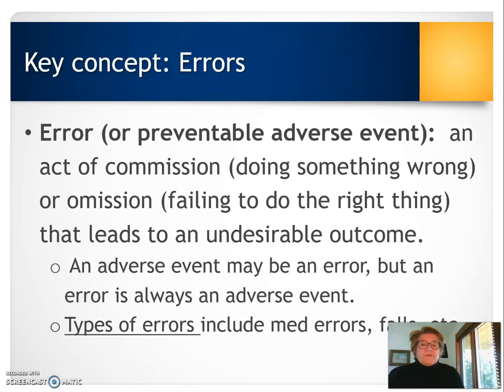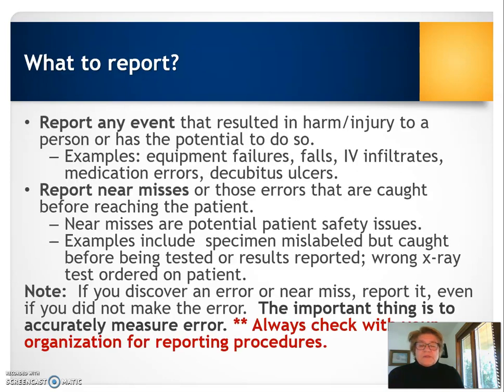It can be an act of commission, doing something wrong, or an omission, which means failing to do the right thing, that leads to an undesirable outcome. So an adverse event, again, may be an error, but an error is always an adverse event. It could be a near miss too. Types of errors are things like med errors, falls, diagnostic errors. So they're categorized in different areas to help analyze them.